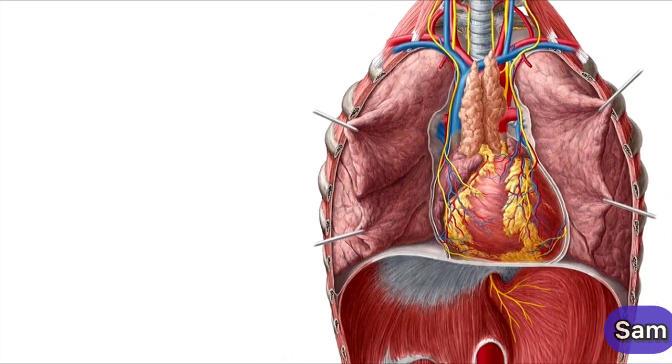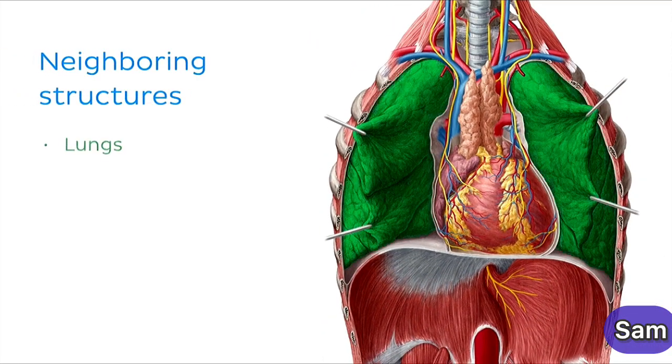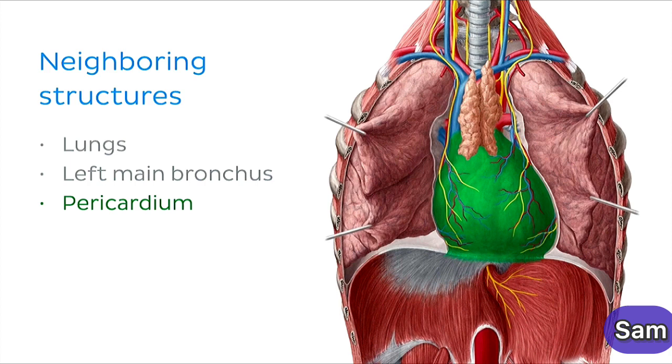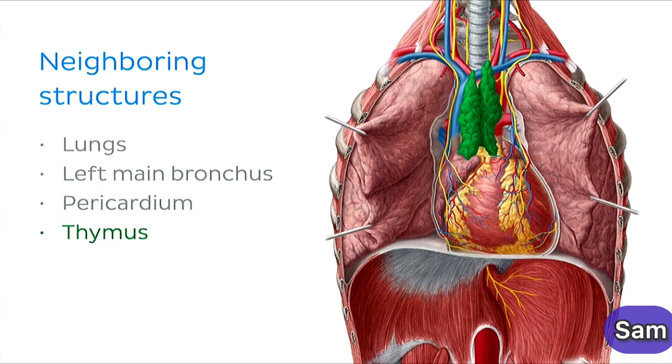We then moved on to neighbouring structures, which included the lungs, their lobes, and the fissures that separate the lobes. We also looked at parts of the airway with particular focus on the left main bronchus, since this can be seen with the heart in situ. We checked out the pericardium and talked about its various layers, and then we looked at the lymphoid organ known as the thymus and the flat muscular diaphragm.